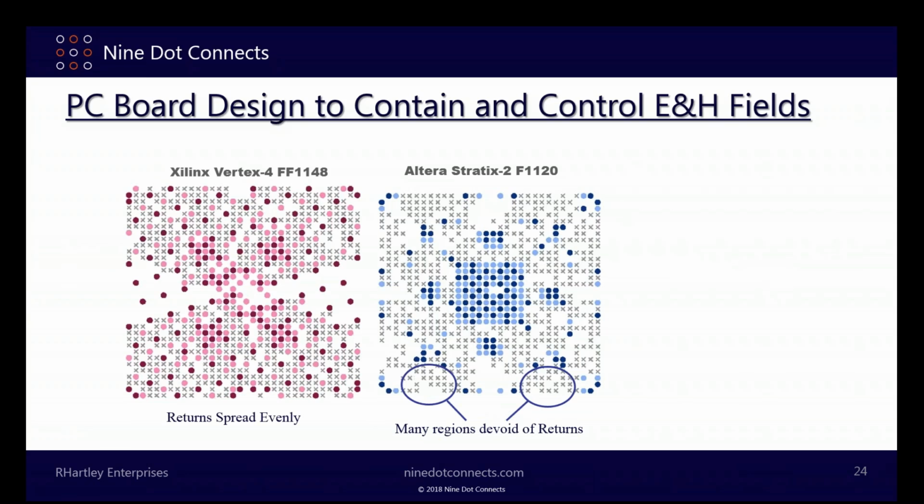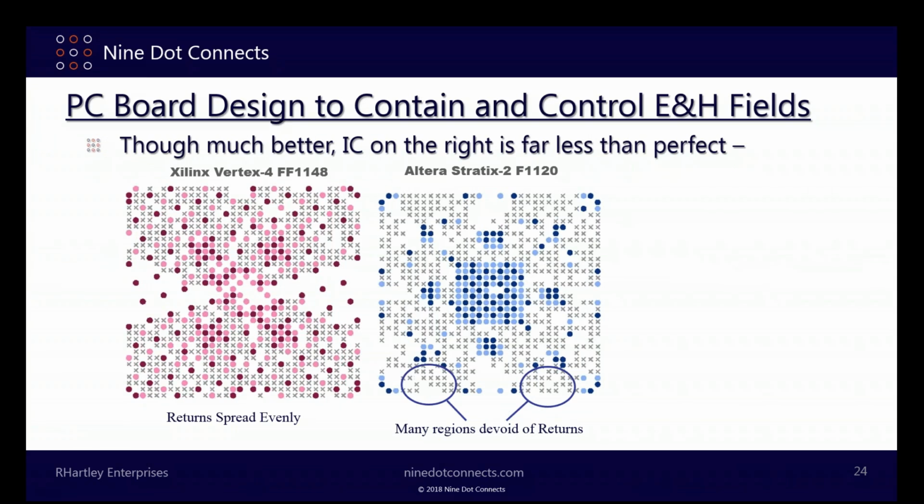Here's an IC that's better than the one on the right. It's considerably better. Why? Because there are many more powers and grounds. And if you look carefully, you'll notice that virtually every signal pin is one pin's distance away from power or ground or both. Every signal pin, the little X's, are one pin's distance away from power or ground or both. The IC on the right, though better than the ones on the previous slide, is far from perfect.